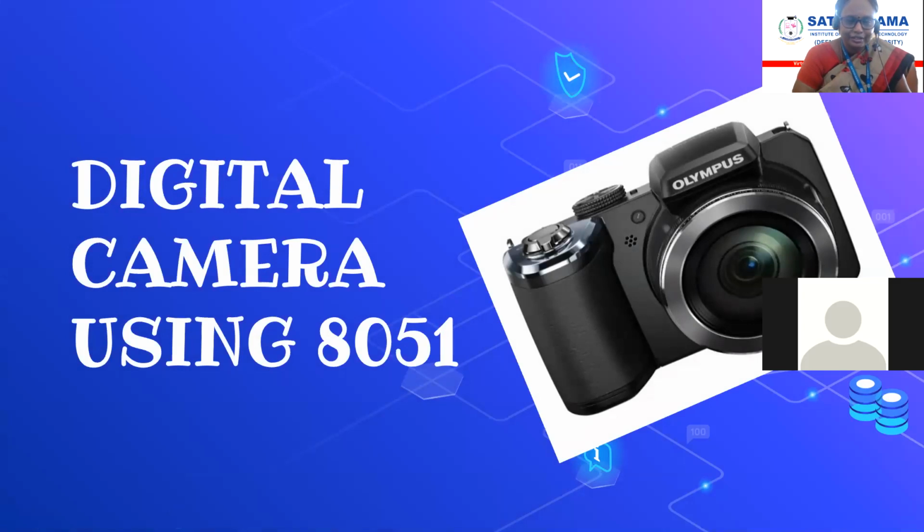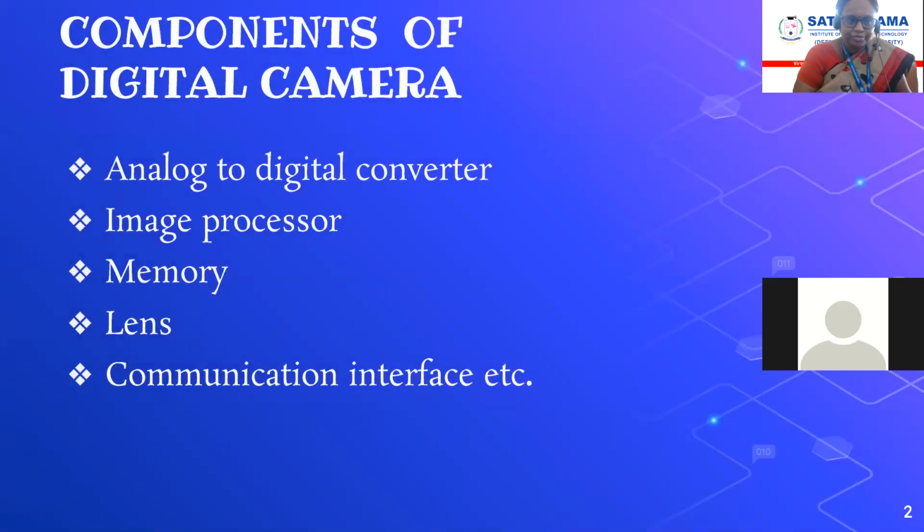Hello, everyone. I'm going to explain the digital camera. The digital camera is an example of an embedded system. In a digital camera, first the image is captured and converted to digital form. This digital image is stored in internal memory. It has an analog to digital converter, image processor, memory, lens, and communication interface. It consists of a lot of components, including a DSP processor, its own processor, sensor, actuator, and also memory for storage purposes.